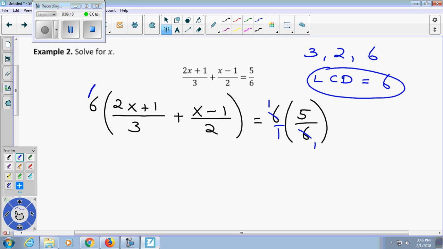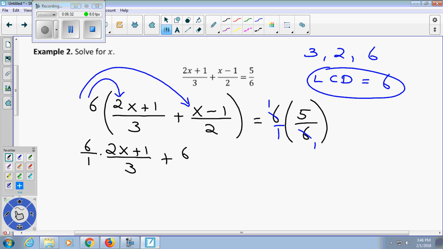This 6 gets multiplied to your first and second terms inside the parentheses. So I'm going to be a little bit more careful here, where I'm going to write this as 6 over 1 times 2x plus 1 over 3. And then I'll repeat that. I'll have plus 6 over 1 times x minus 1 over 2. And I know this is just going to be equal to, after the right side is simplified, we just have 5.